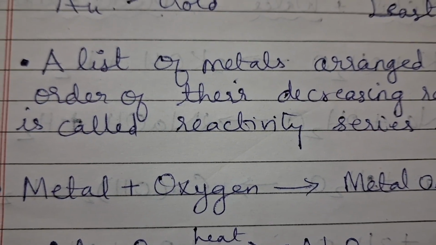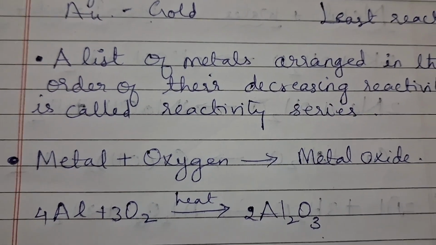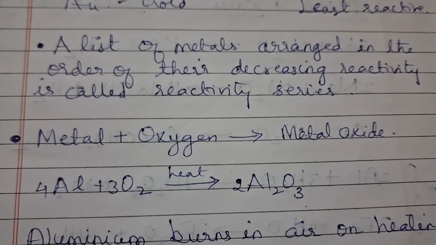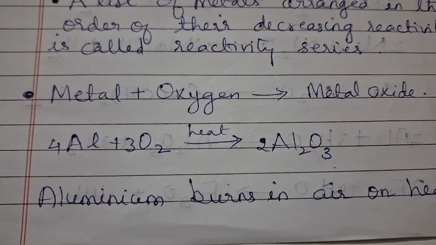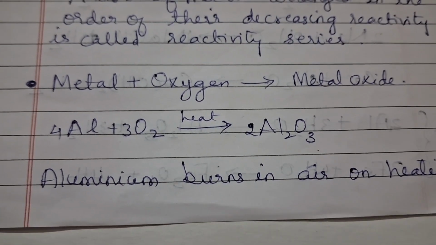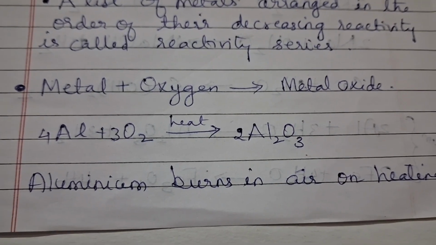So what is the reactivity series? A list of metals arranged in the order of decreasing reactivity is called the reactivity series. Next we'll see what happens when metals react with oxygen. When metals react with oxygen, you get the corresponding metal oxide.